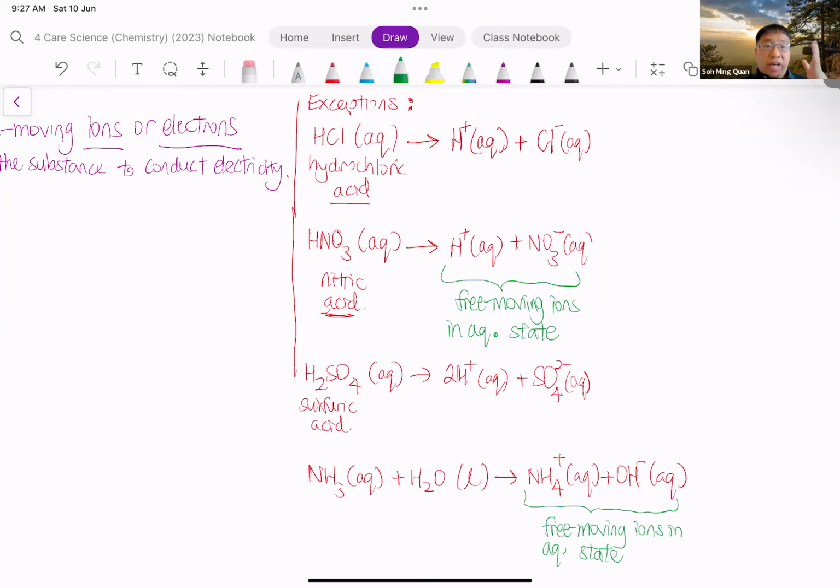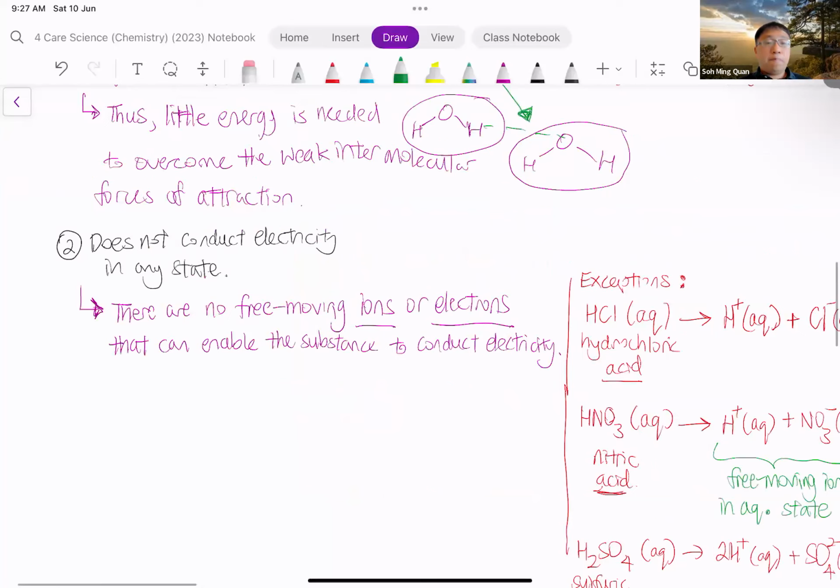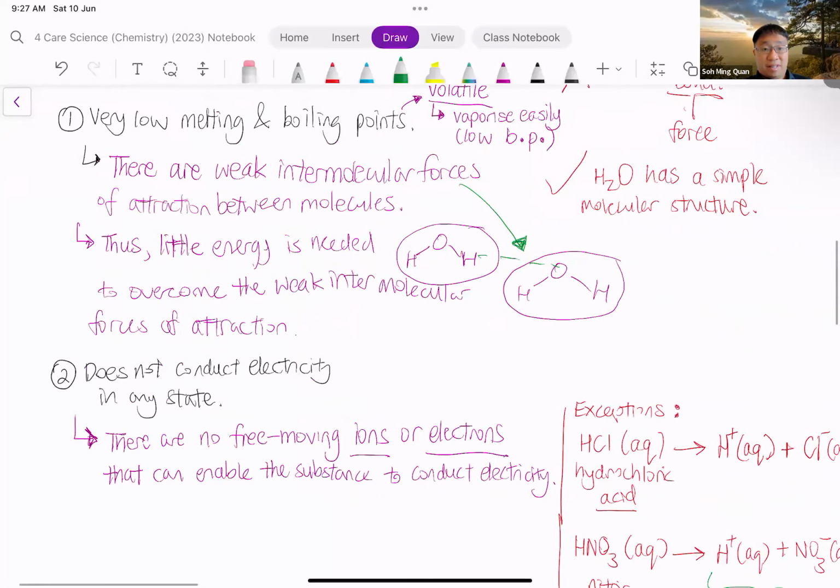All right, so today we have really covered what a covalent bond is. A covalent bond is formed by the sharing of valence electrons between two non-metal atoms. We have learned how to draw dot and cross diagrams for diatomic and polyatomic molecules. Finally, we have also gone through the physical properties of simple molecular substances.